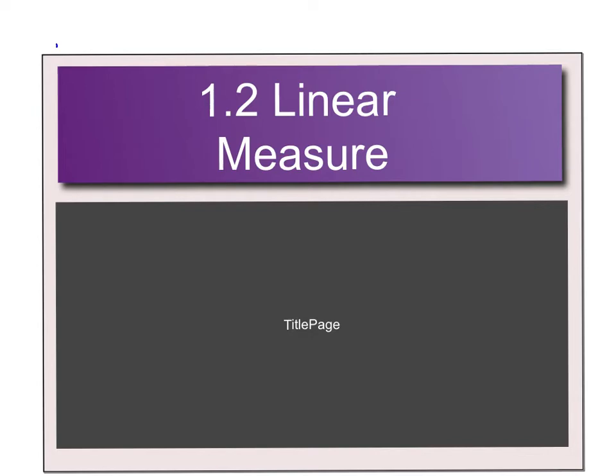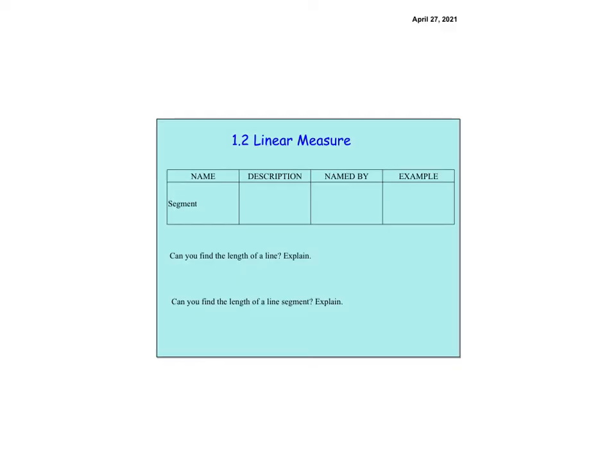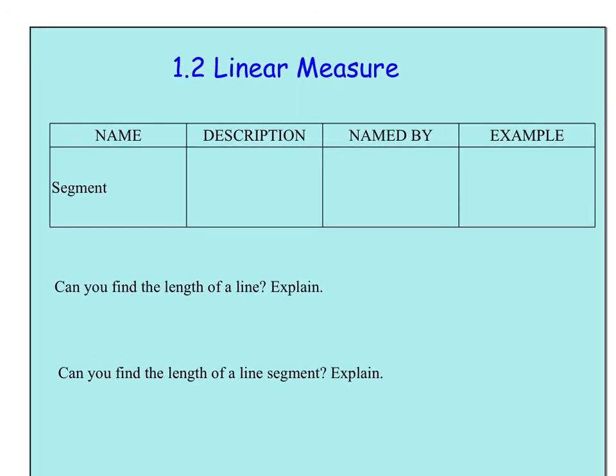So now 1.2, we take a little bit of a direction change here. We start talking about linear measure. How do we measure not whole lines? Because remember, lines go on forever. Lines have a certain number of points and they go on forever, so those are going to be unmeasurable. But we talk about different pieces, a part of a line, a piece of a line. We talk about a line segment, and a segment is nothing more than just part of a line.